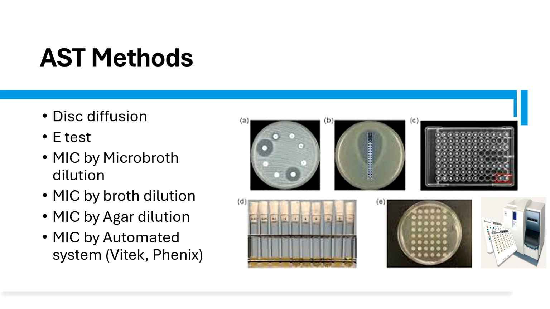Now there are various phenotypic methods. The first one is the disc diffusion method, in which the Muller-Hinton agar plate is lawn cultured with the organism and the discs are placed. Then come the MIC methods. So this is the E-test, this is microbroth dilution, broth dilution, agar dilution, and this is the Vitek 2 Compact system for determination of MIC.